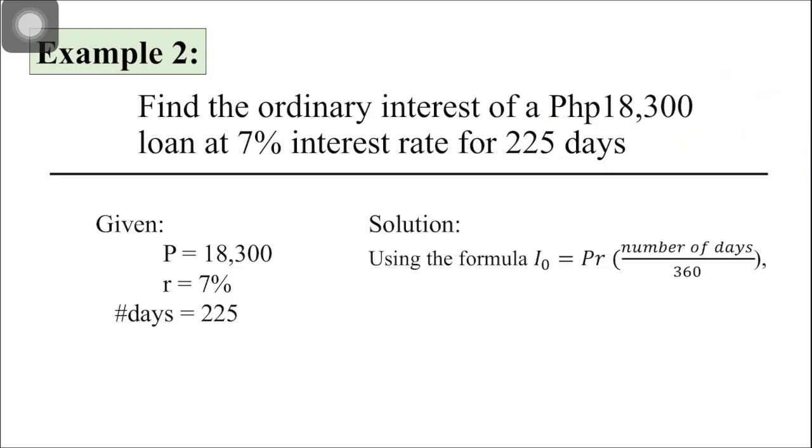Okay, solution. Using the formula I sub O, this is the formula in getting the ordinary interest. I sub O is equal to PR times the number of days over 360.